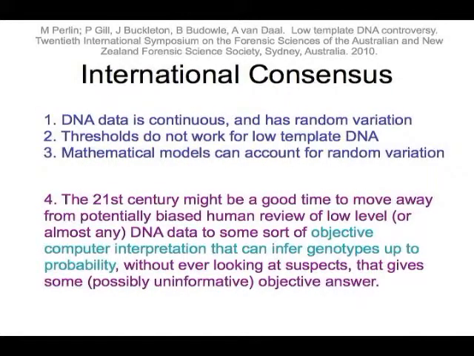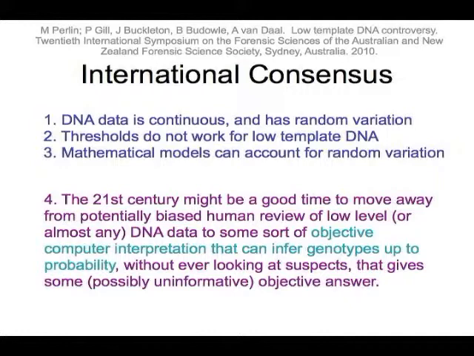There is some consensus. Some of you may have been at the Australia meeting where Peter Gill, John Buckleton, Bruce Budowle, and Angela Van Daal all got together and had some disagreement about what is low template DNA, what are the interpretation guidelines, and I was asked to ask some questions afterwards, and I asked each of the 4 panelists 4 questions. I got 16 yeses and I stopped. A minor miracle. And here are the questions.